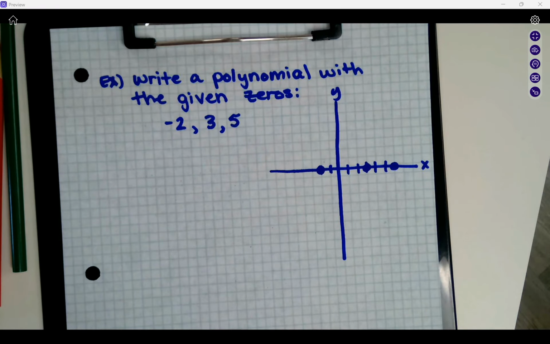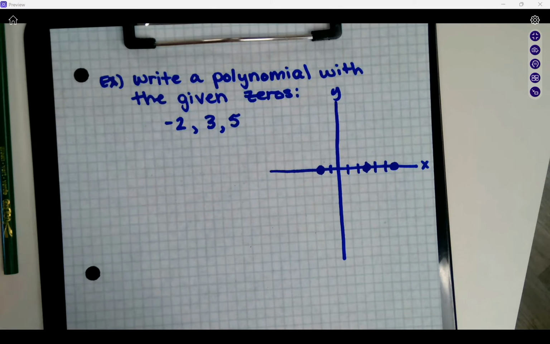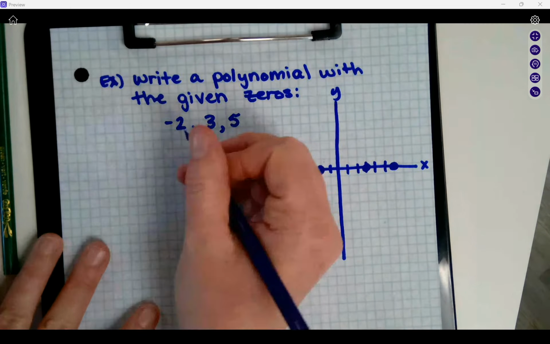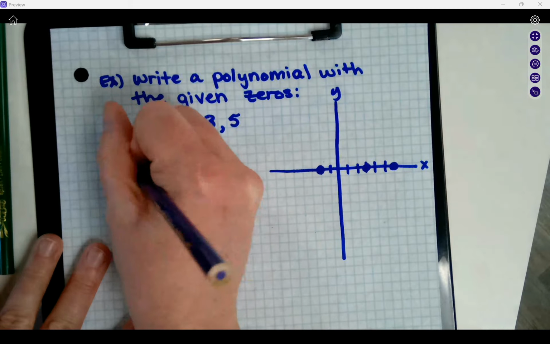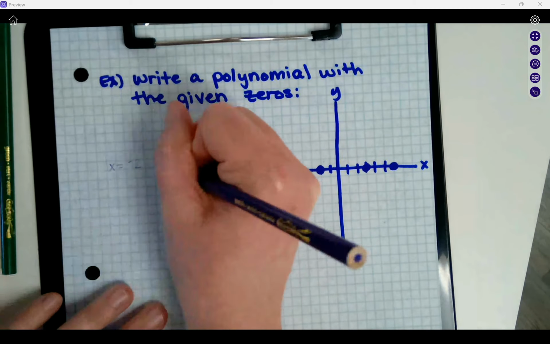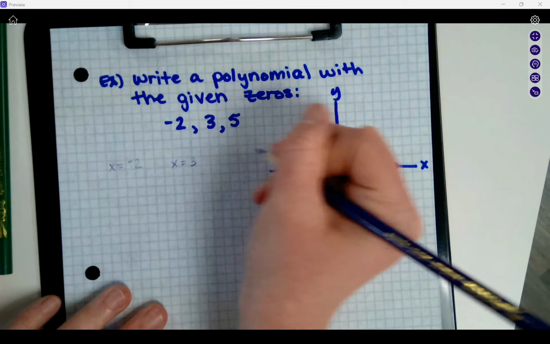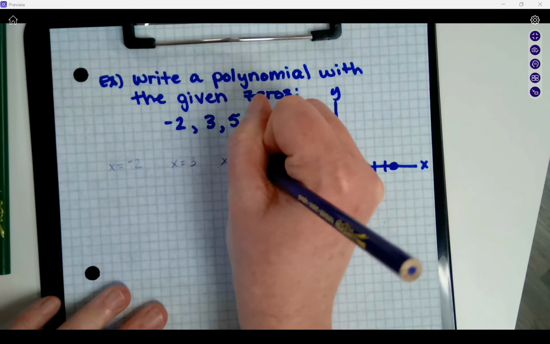Now, it very well may pass all the way through the x-axis, or it could just touch and turn around. Regardless of the fact, we are going to go ahead and write a polynomial with the given zeros. The first thing I want to point out is that we know x equals -2. We know x equals 3. And we also know that x equals 5.